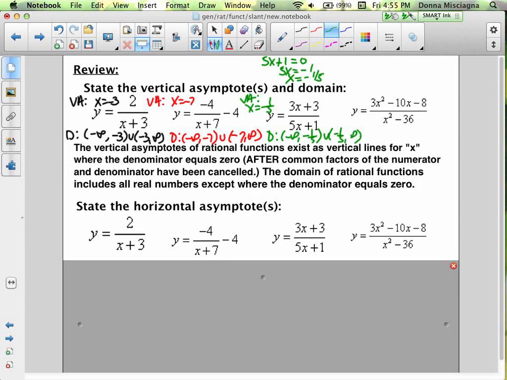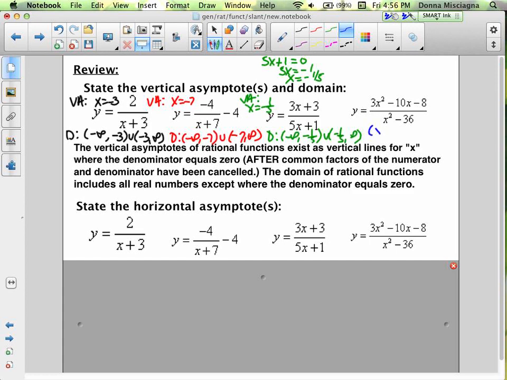All right, the last function there, we're going to have to factor. Normally we would factor our numerator and denominator to make sure we didn't have any repeating factors in the numerator and denominator, because if we have a factor that appears in both, we can cancel that factor out, and that would no longer be a vertical asymptote, that would be a hole. But I will tell you that this graph has no holes in it. So we will just factor the denominator.